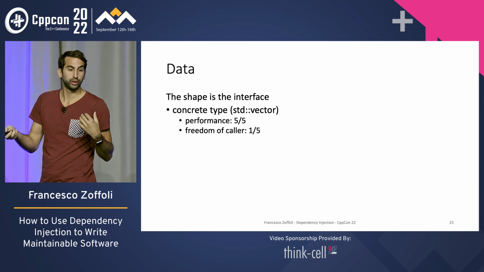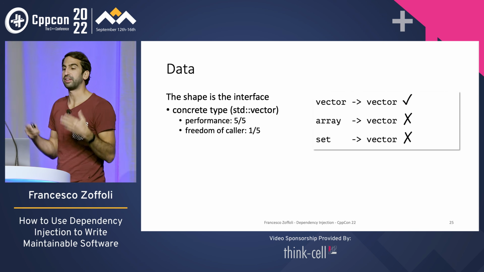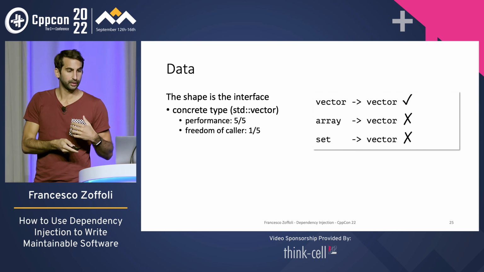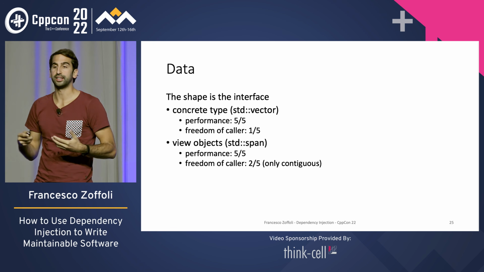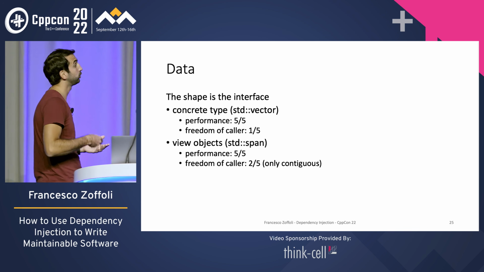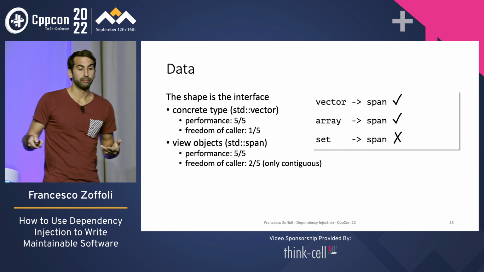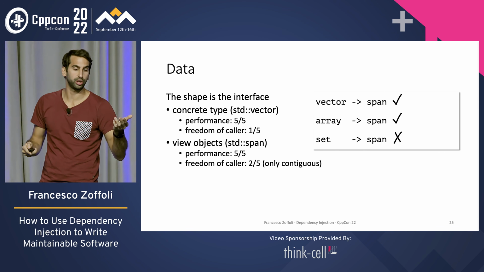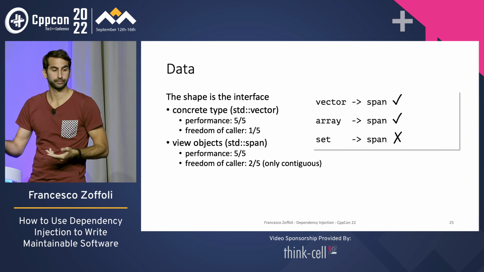Because if I have a vector, I can only pass a vector, right? So a vector works with vector, but if I have an array, I will have to convert it to a vector first. And if I have a set, same thing. The other alternative is to use a view object. For example, an std span. These are going to have performances similar to the vector, but with more freedom for the caller. For example, it works with the vector, but also works with array. It works with any contiguous data structure. But again, doesn't work with the set.